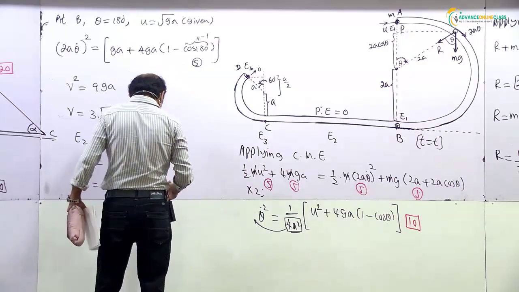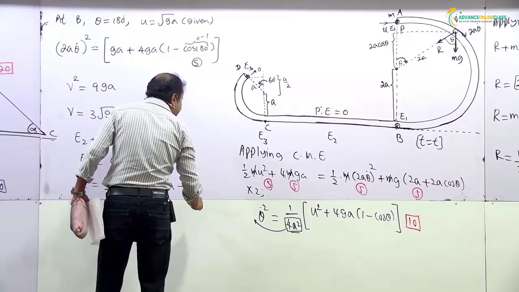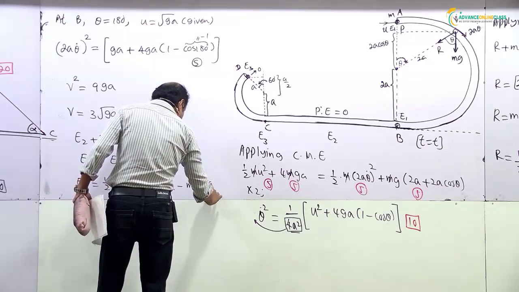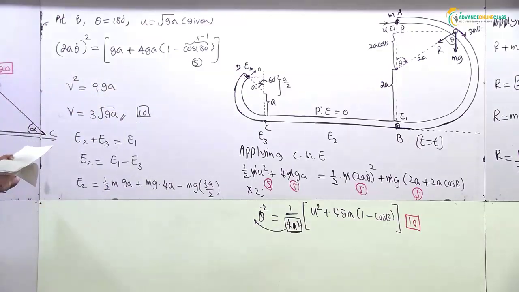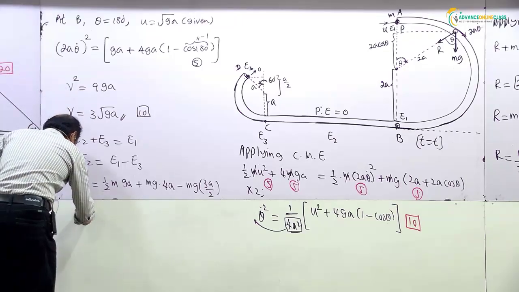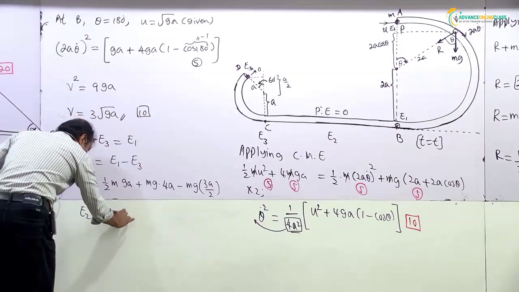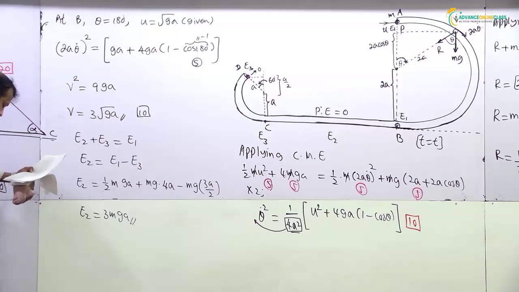Okay. Then we get mg times 3a by 2. Okay. Then when you simplify this, you get this answer. Okay, no? Right. For mg, 1/2 minus 1/2 means 3. Correct, no? 3 mga.